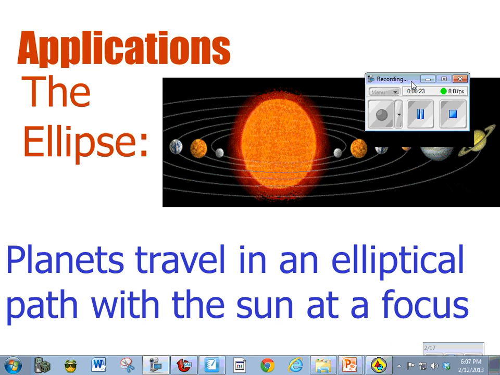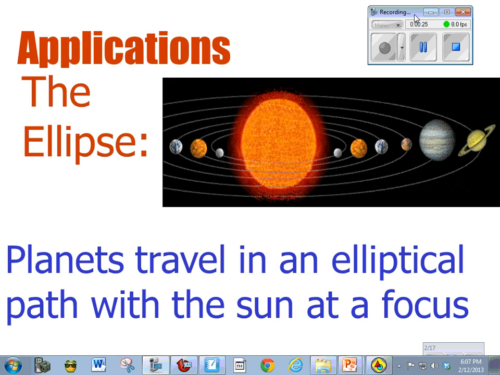applications of the ellipse. I'm going to move this out of the way. One of the applications is that planets travel in an elliptical path with the sun at the focus. Many other planetary bodies travel in orbits that are ellipses or hyperbolas or parabolas as well.